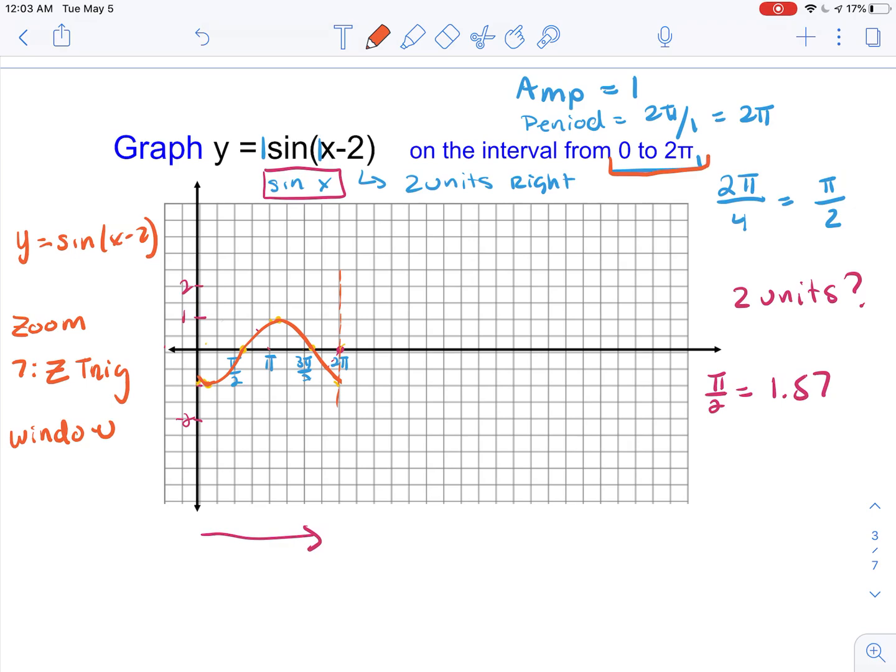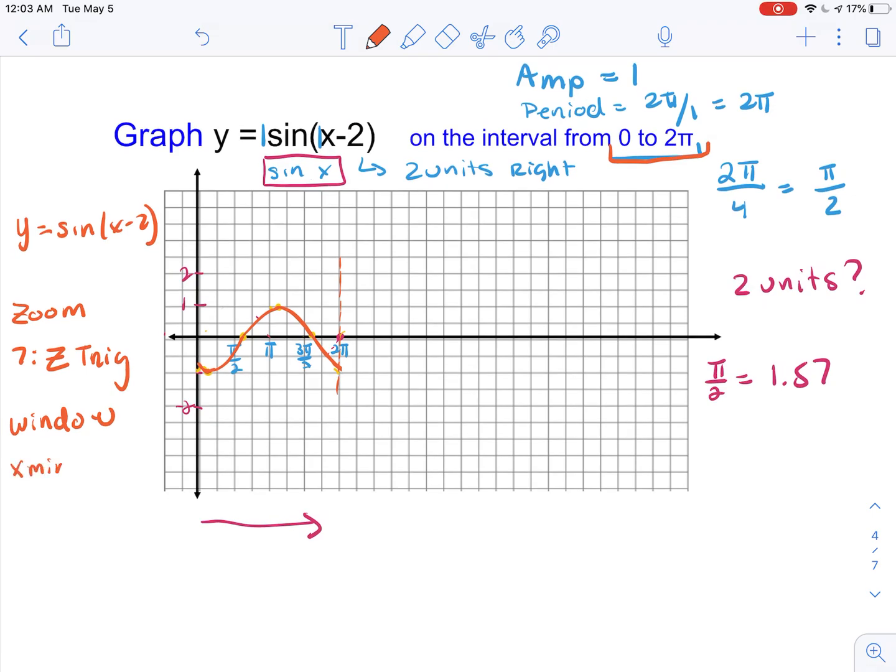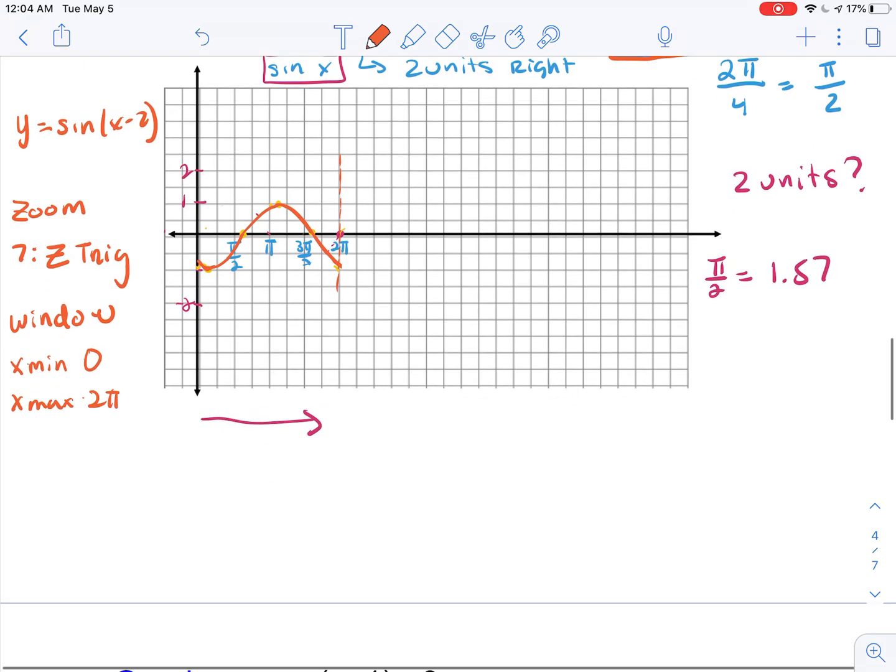Okay, so now what do I need to do for my window? Well, if I'm graphing from 0 to 2 pi, I can look at my x min and x max, which is what you should see. I could change it to 0 and 2 pi, right? So instead of having all that extra space, I can really narrow down my search.